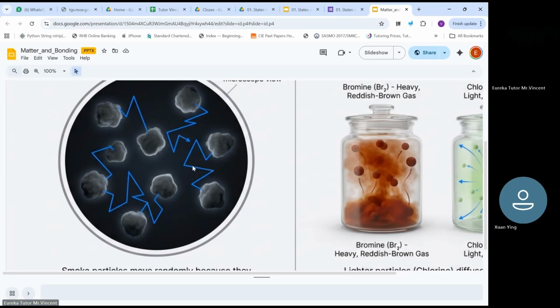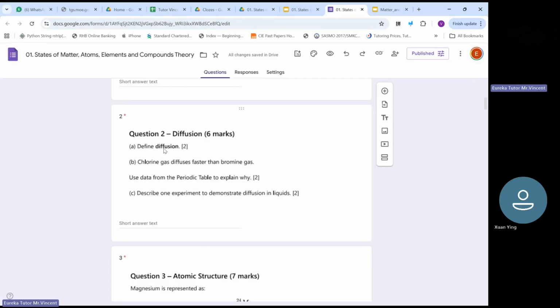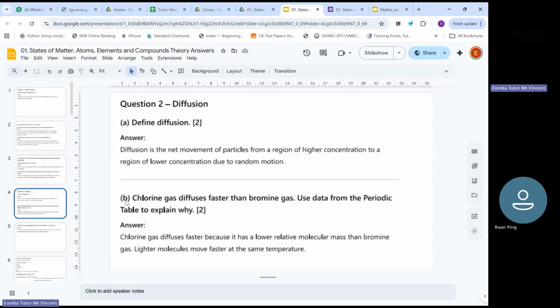Yes or no? Okay, now I continue. Regarding diffusion, right? Use data from the periodic table to explain why. Then after that, describe one experiment. It asks you to demonstrate diffusion in liquid. So this kind of question is very important.